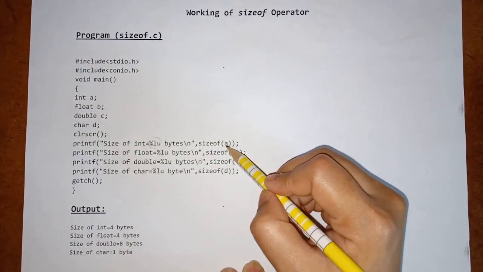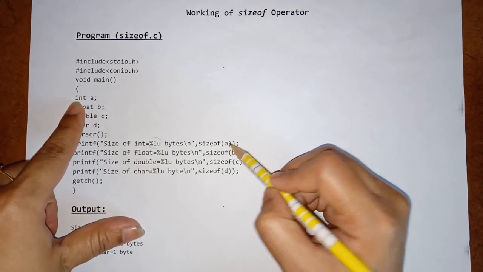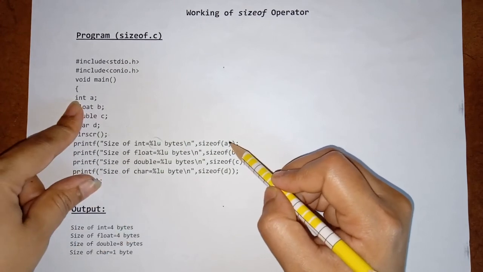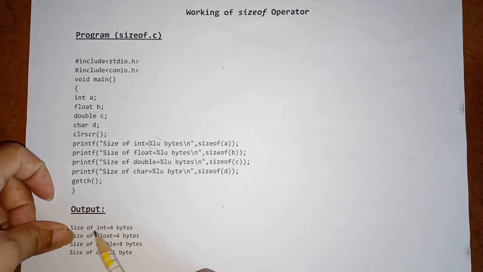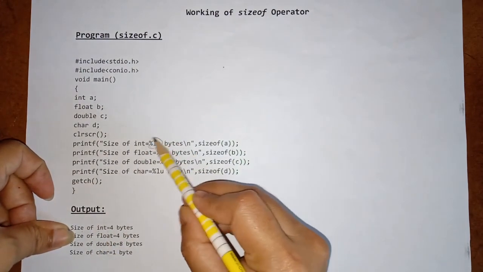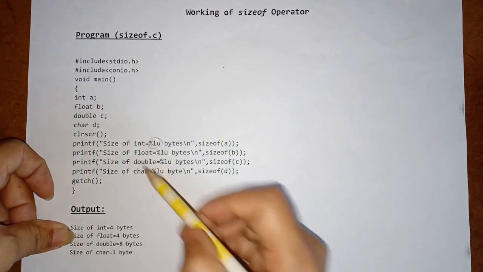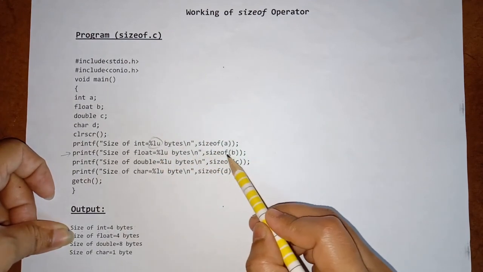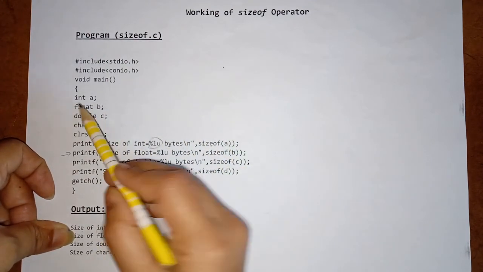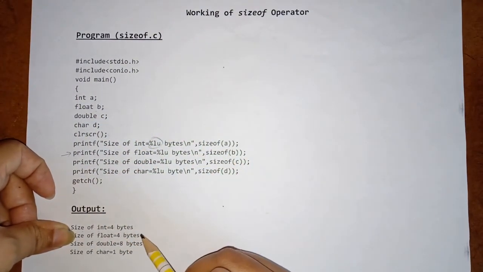Coming to the computational part, that is size of a. What is the type of a? It is integer. What is the size of integer? We know that the size of integer is 4 bytes. So the output we obtain is size of int is equal to 4 bytes. Then the next printf statement, size of float is equal to bytes. Now b is of type float. For a floating value, the size of float is 4 bytes again. So size of float is equal to 4 bytes.